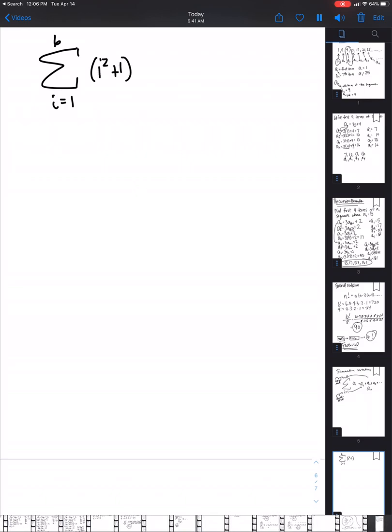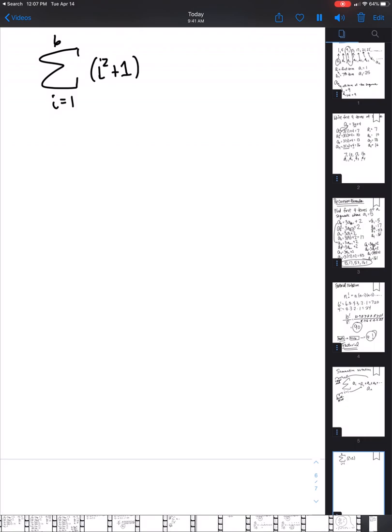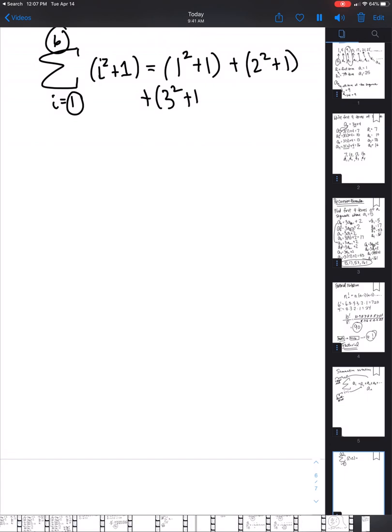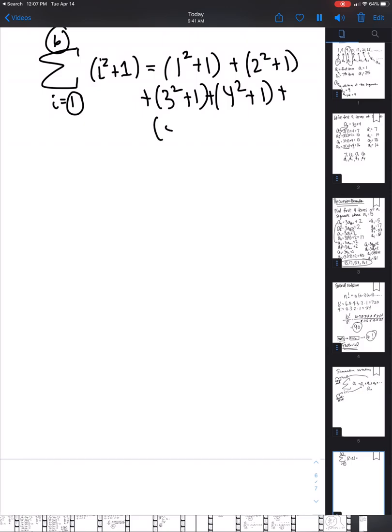Okay, so here I've got i squared plus 1 is my equation. I'm going to plug the numbers in, and I'm going to start with 1 and end at 6. So I'm literally going to do all of this equation for 1, 2, 3, 4, 5, and then 6. So I've got 1 squared plus 1, 2 squared plus 1, 3 squared plus 1, 4 squared plus 1. And I'm going to add all these together because it's summation. So I'm adding them all together.